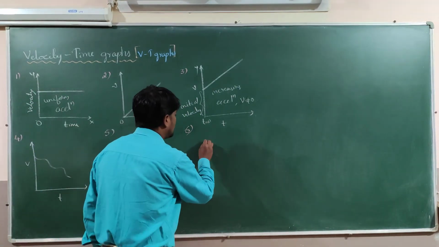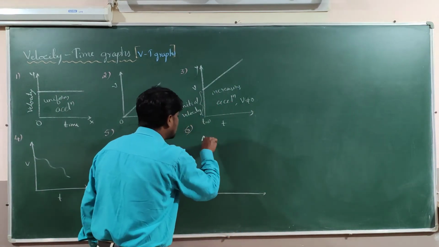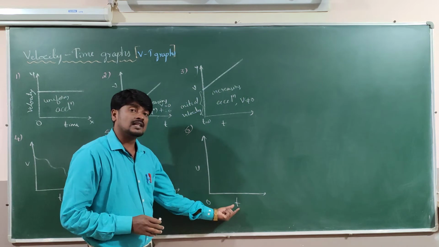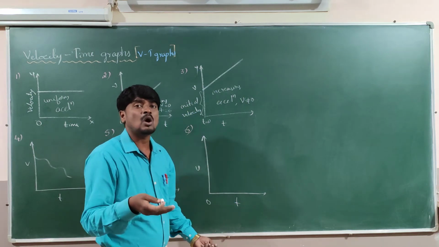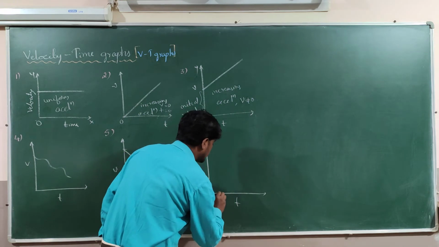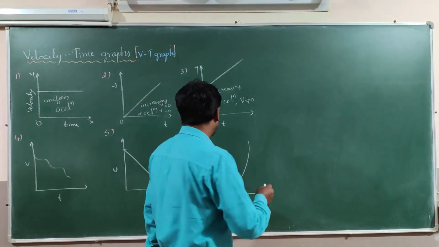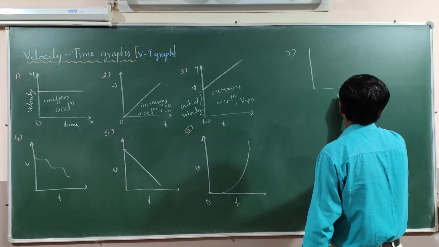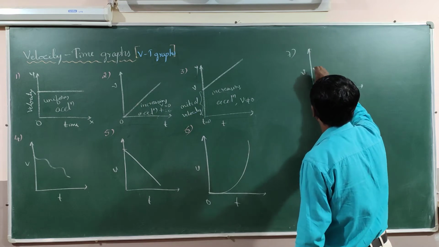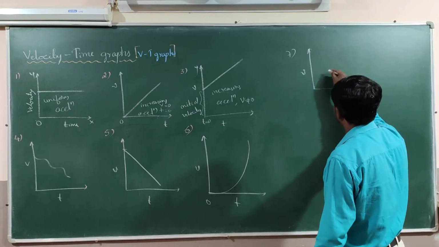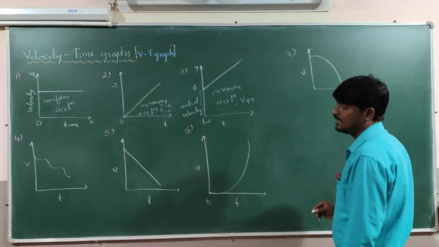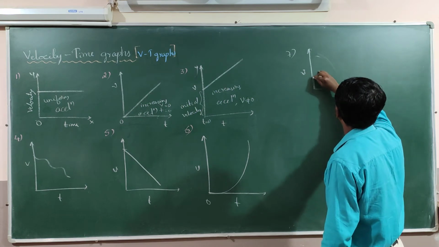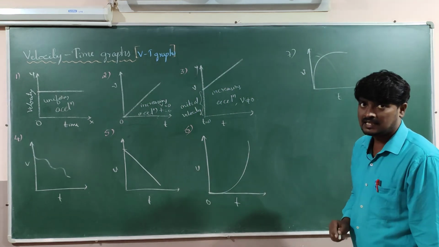Next one, if the body moves with increasing acceleration, it means it depends on the time, but it is not uniform. So the non-uniform acceleration goes like this. Increasing acceleration. Then I can even draw this graph 7. How is it? Again velocity is taken along the y-axis, time along the x-axis. Then decreasing velocity. If it is like this, then it goes like this. It has some velocity and shows some declination, or else like this. It is also of decreasing nature.